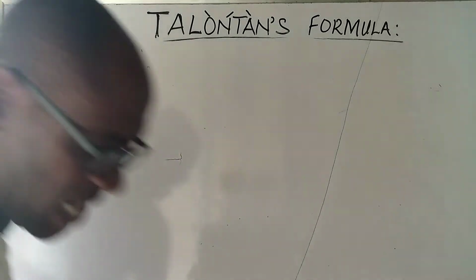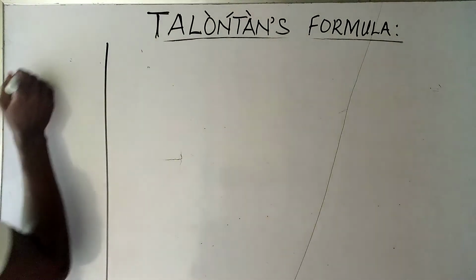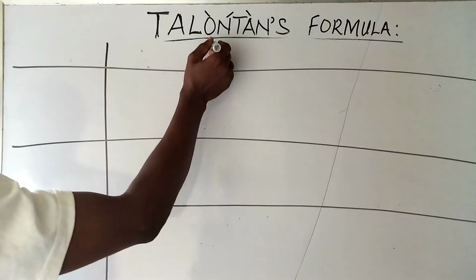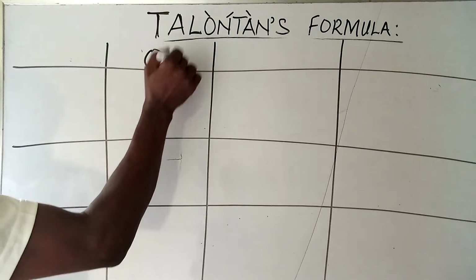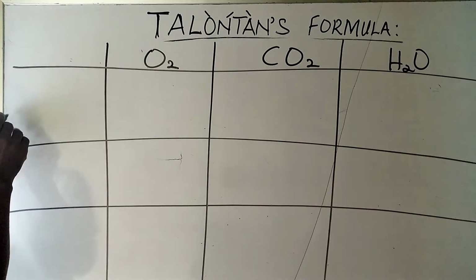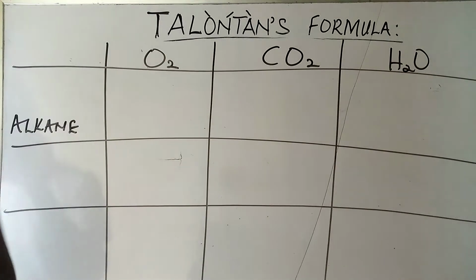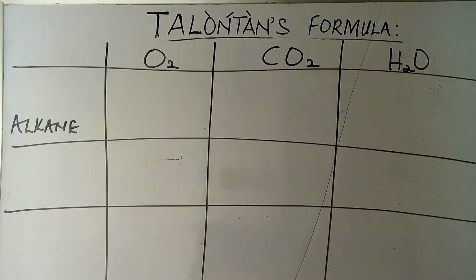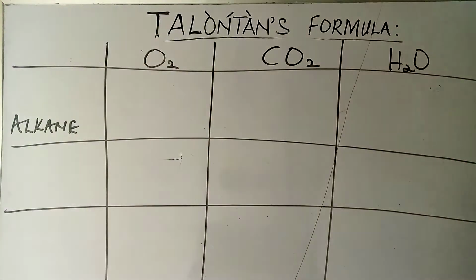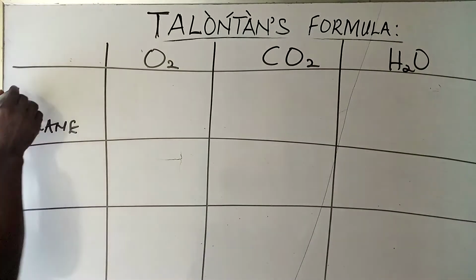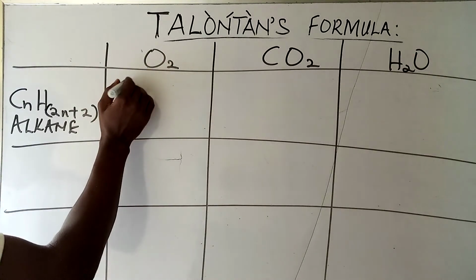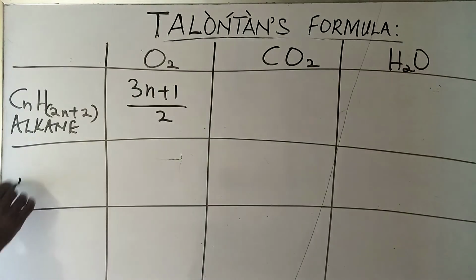All right, now let me give you a pattern that will enable you to recall the coefficient in each case. It follows a very unique pattern. This is for oxygen, this is for CO2, and this is for H2O. So for alkane, with general molecular formula CnH2n+2, the coefficient of oxygen is (3n+1)/2.